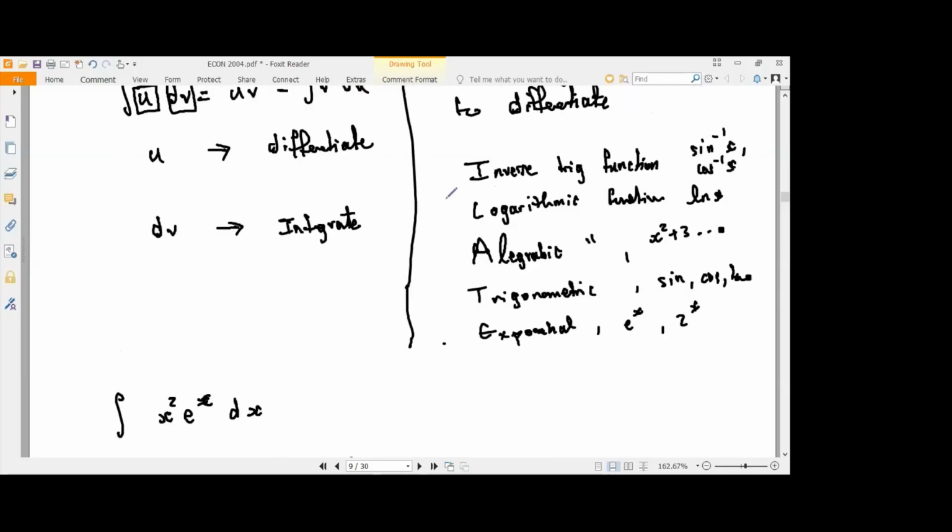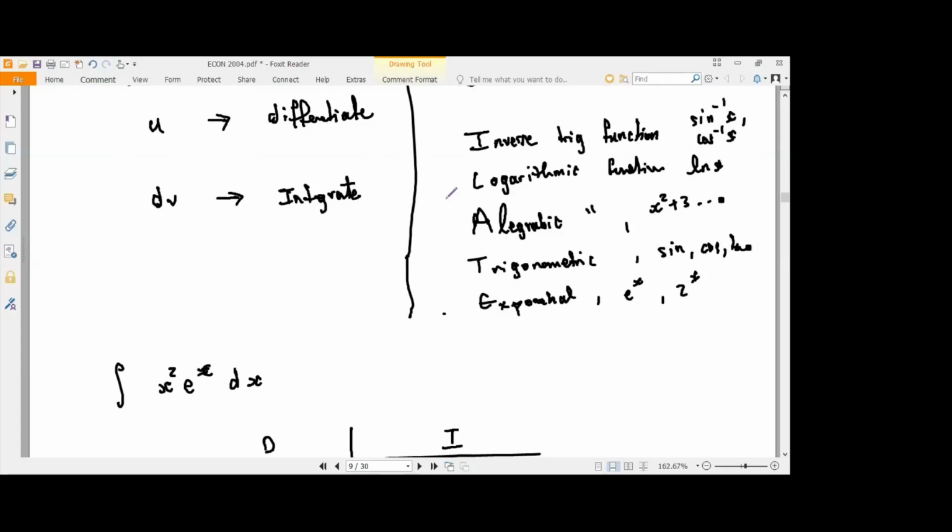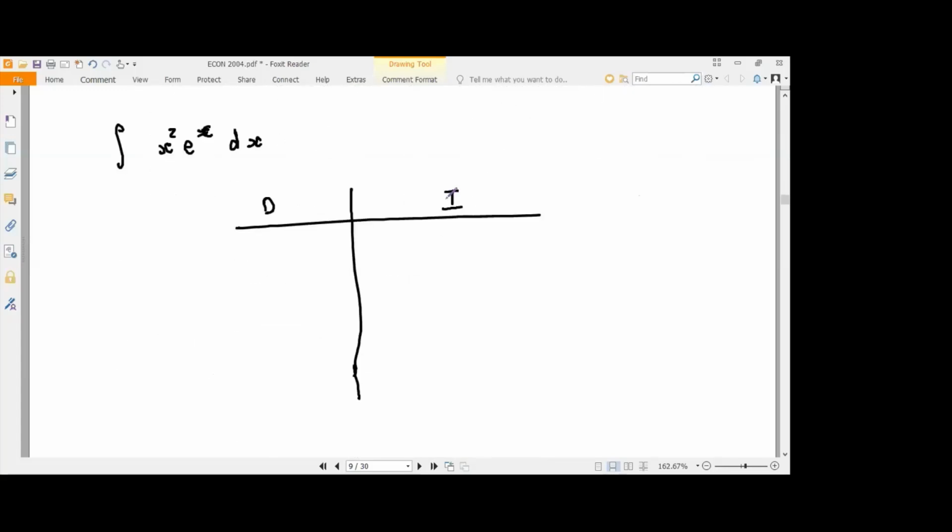So all you have to do is use ILATE to pick up which one you're differentiating. So when I use ILATE now, remember ILATE. This here is algebraic, so this is A, and this here now is exponential. Which one comes first? Algebraic. So I'm going to set my x squared to differentiate, and I'm going to set my e to the x to integrate. Now, all you're doing is just differentiate until you get a value of 0, right?